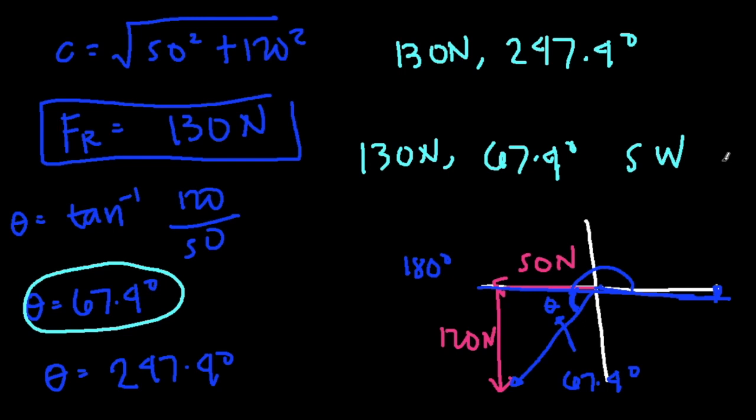So let's try another one. So we have 50 newtons of force directed to the east. And we have another vector which is directed to the south. Let's make it 70 newtons. And our resultant vector should be the hypotenuse. Let's call this F sub r, or resultant force.